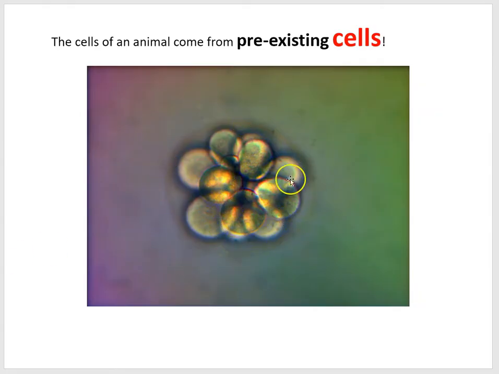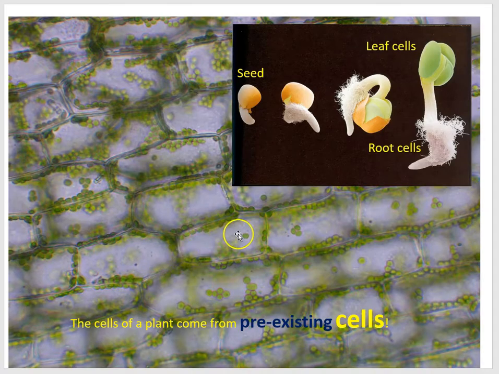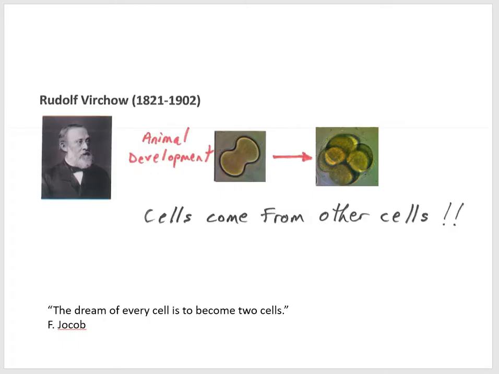So cell number increases during development because of cell division. The cells of an animal came from pre-existing cells. And this was true of plants as well. So plants are multicellular. We have leaf cells and root cells, but they all derive their existence from the original seed. So a single cell goes through multiple rounds of division to make more and more cells, and then through a process we'll study later, these cells specialize into different kinds of cells, leaf cells and root cells. But the key point here is that cells of a plant come from pre-existing cells.